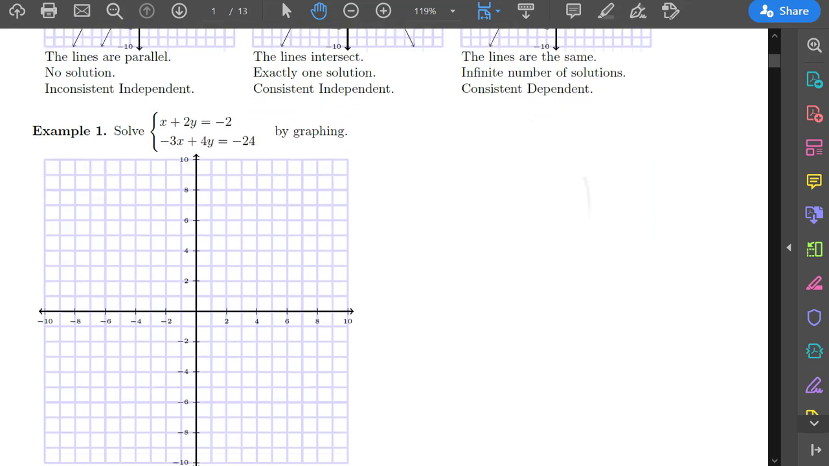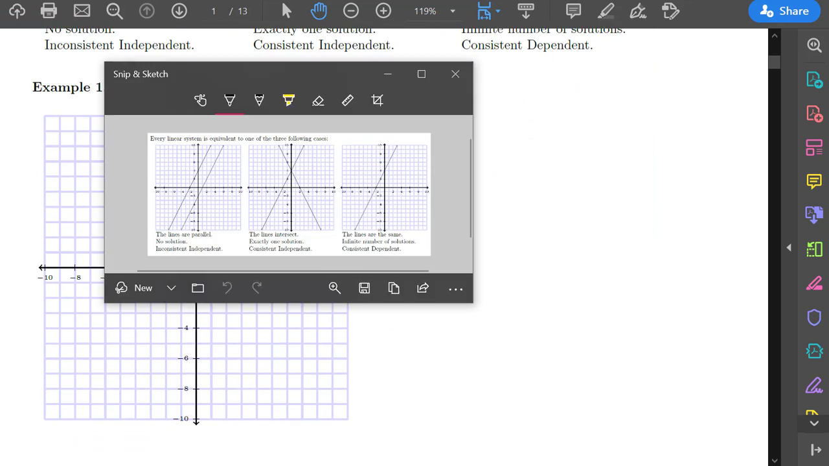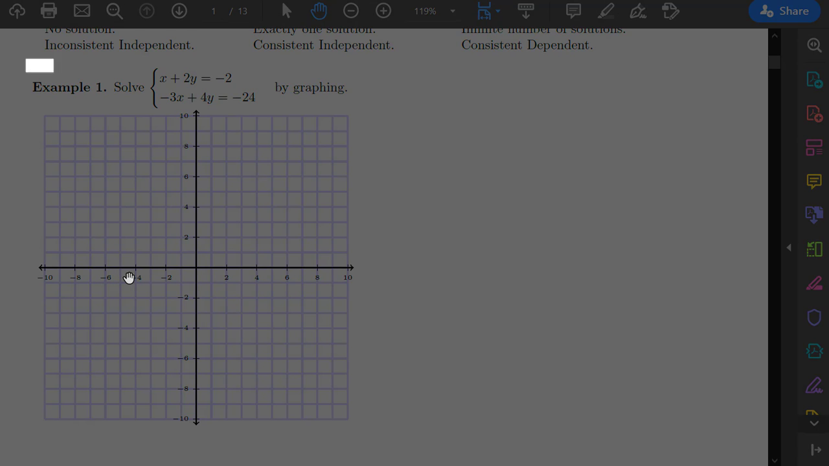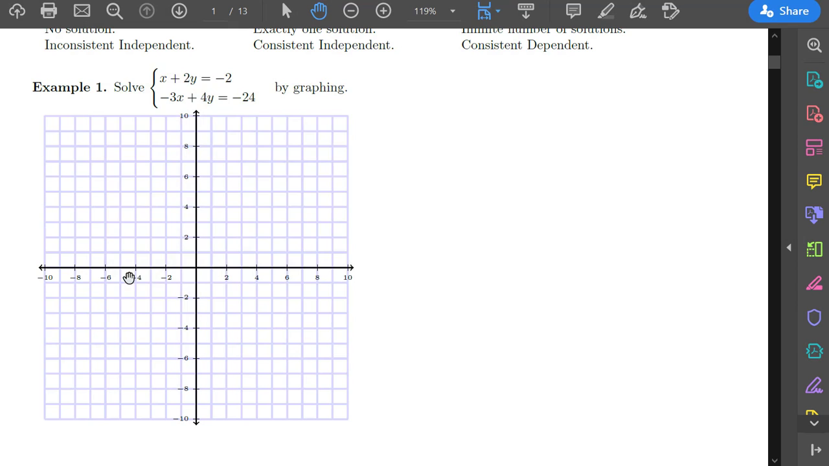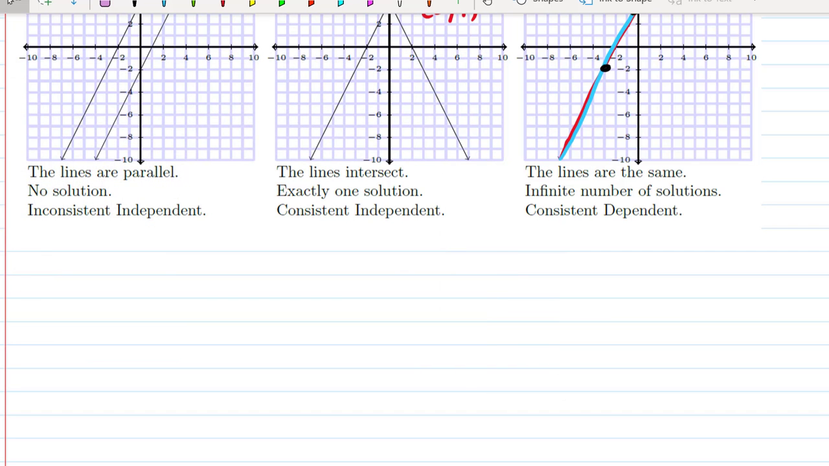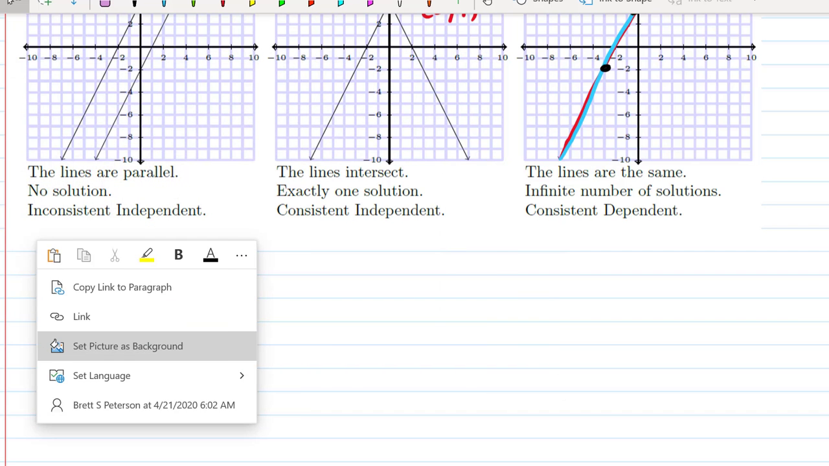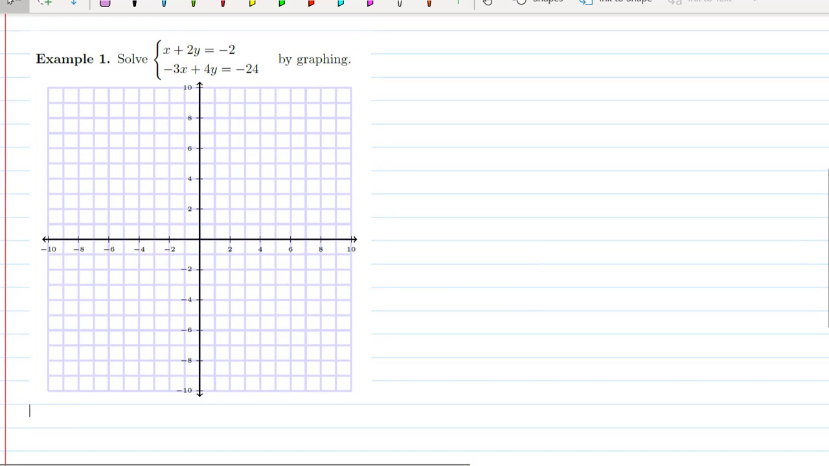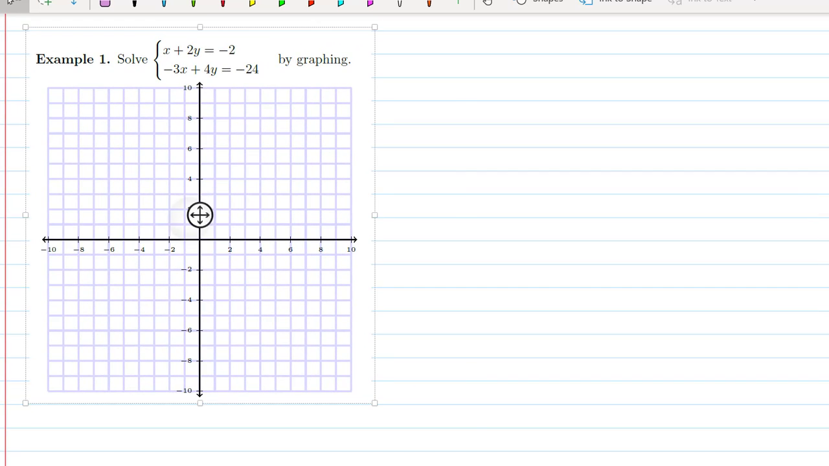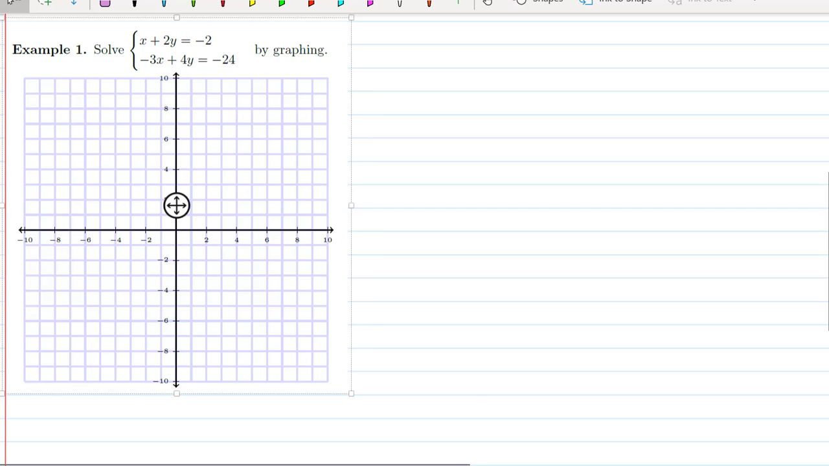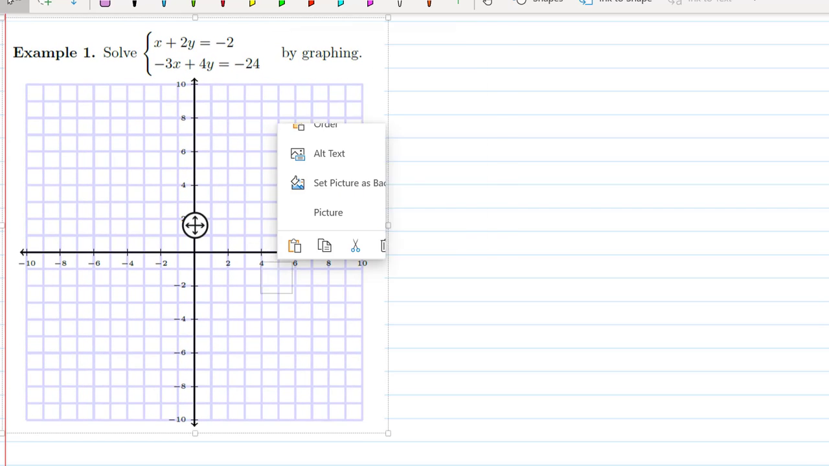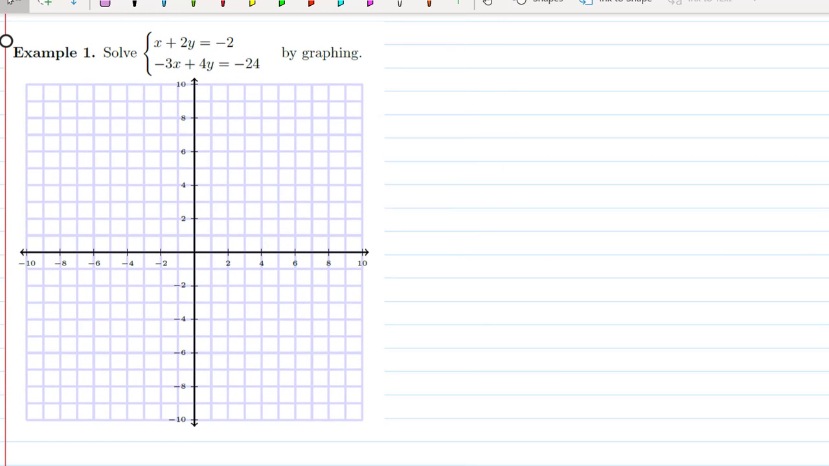All right, let's go ahead and take a look at example number 1. Example 1 wants us to solve the following linear system: x plus 2y equals negative 2 and negative 3x plus 4y equals negative 24 by graphing.